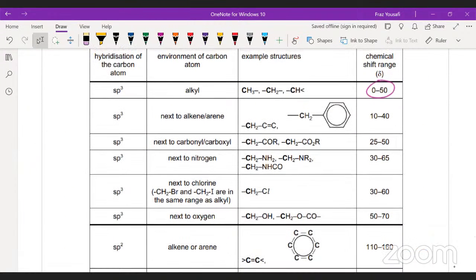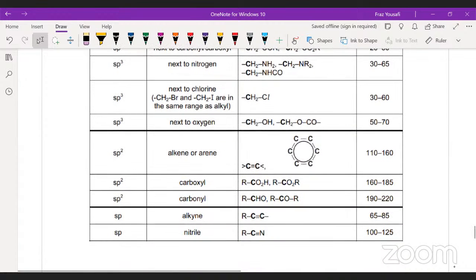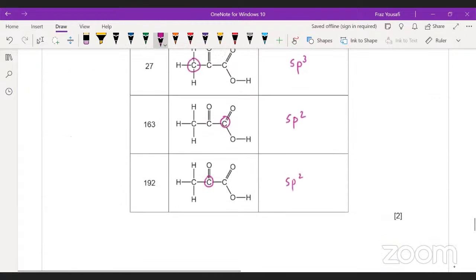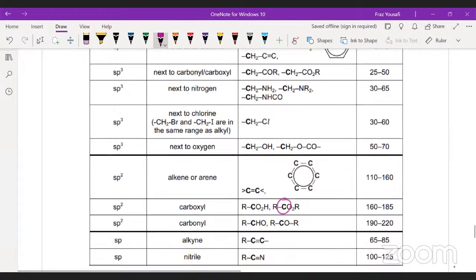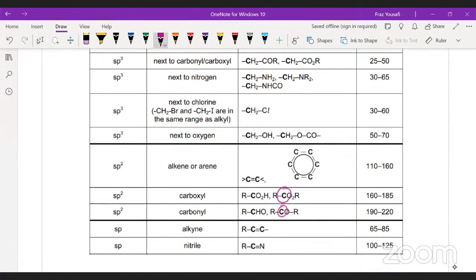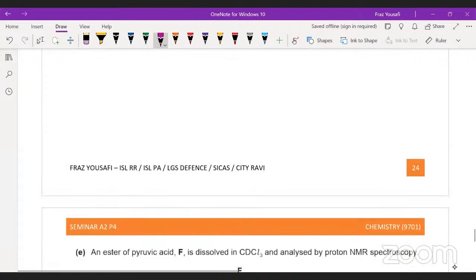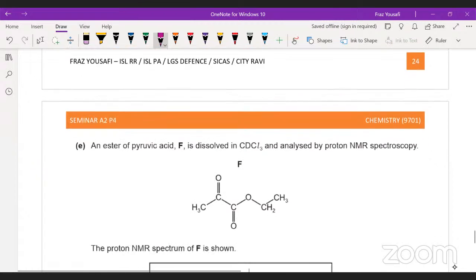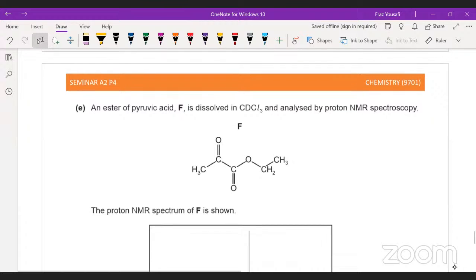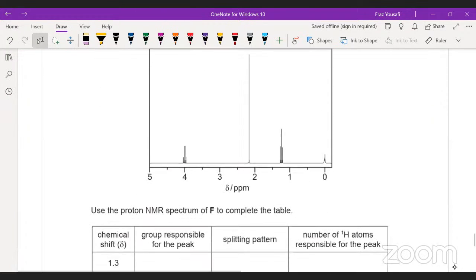So according to them, it's the alkyl group, or the carbon that shows up here in your carboxyl, which is sp2. And then the last one, the one that they said was at 192, can be represented here with two alkyl groups either end and C double bond O. 193 is what we got, C double bond O, and then the sp2. Okay. All right. Proton spectrum for this pyruvic acid, again in CDCl3 and analyzed by proton NMR spectroscopy.